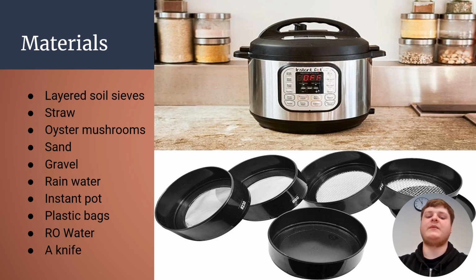This is the list of materials that would be necessary. Layered soil sieves, such as the picture below. Any kind of straw that you can happen to find, it doesn't really matter the specifics. A box of oyster mushrooms, preferably ordered online in a grow kit, sand from wherever you can acquire it, gravel from wherever you can acquire it, rainwater from wherever you can acquire it, an Instapot used to sterilize the straw, plastic bags to put the straw in, reverse osmosis water just to help sterilize again, and a knife which will only be used in case the fungi starts blocking off the water.